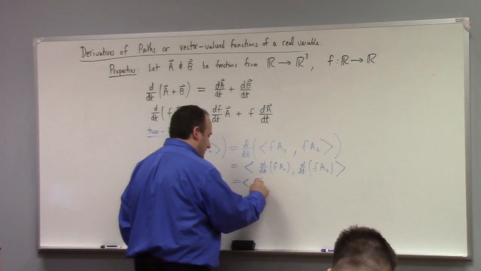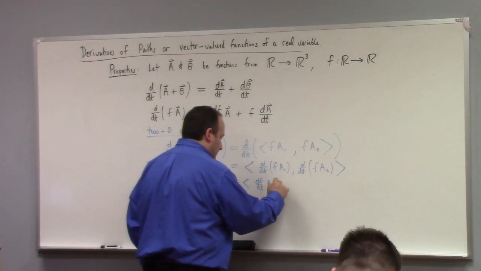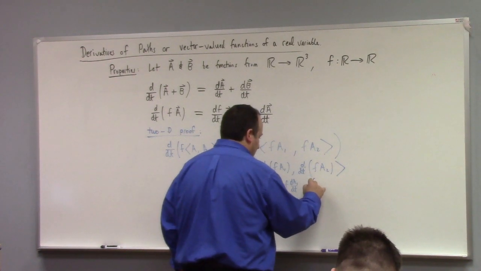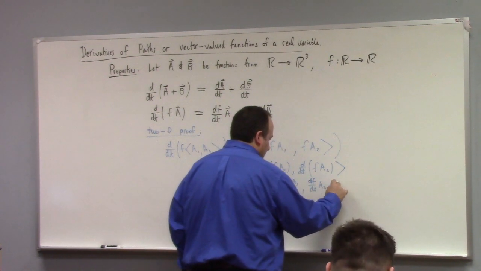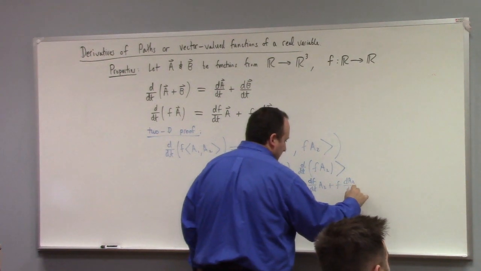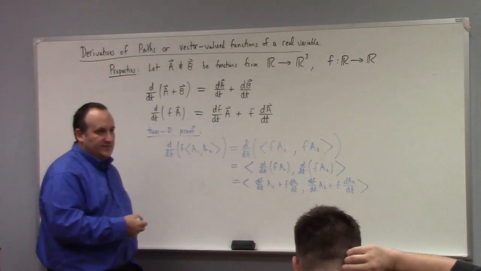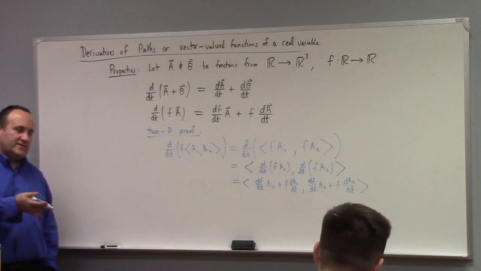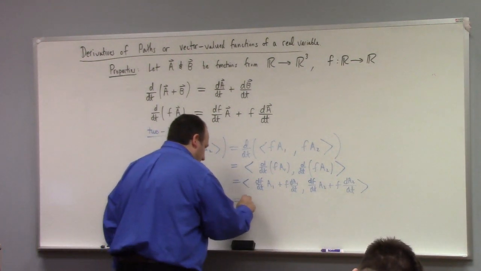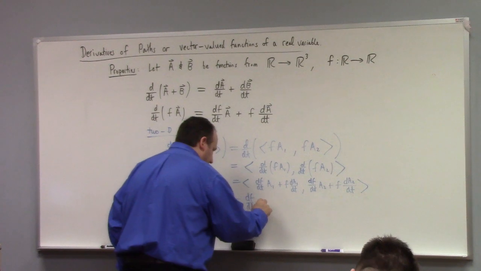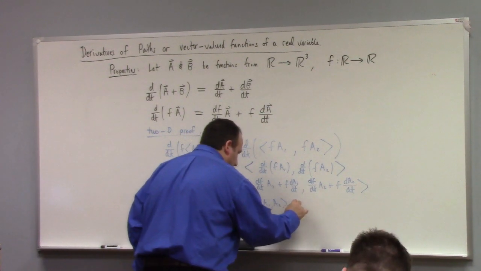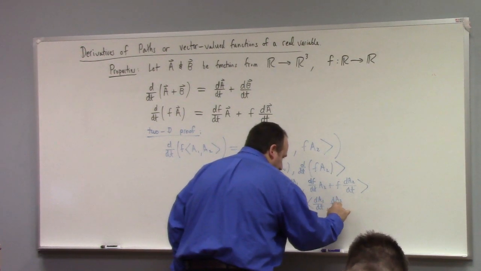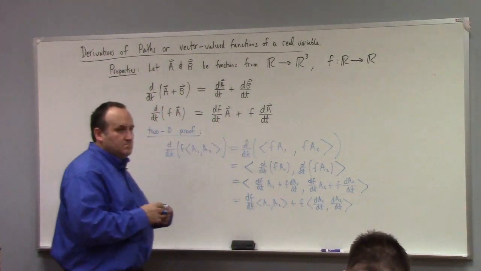So lo and behold, df/dt a1 plus f dA1/dt, df/dt a2 plus f dA2/dt. So I did the product rule once for the first component, once for the second component. And then you just undo the scalar multiplication, use the definition of vector addition, and rewrite this as simply df/dt times (a1, a2) plus f times (dA1/dt, dA2/dt), like so.